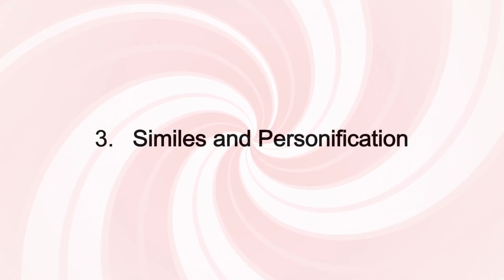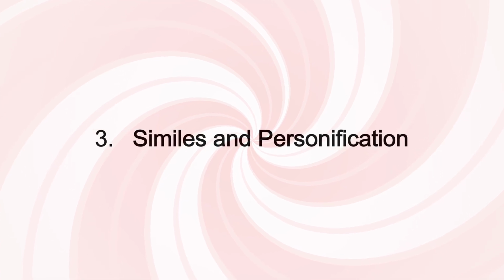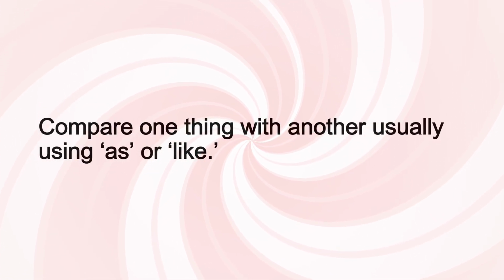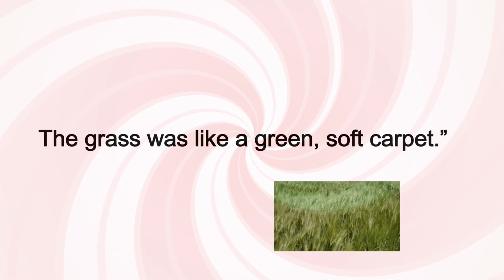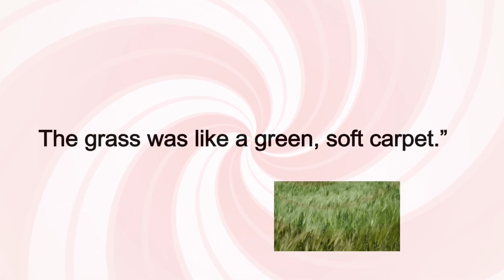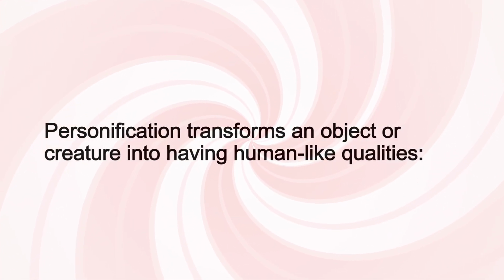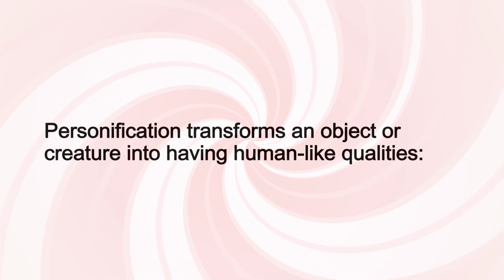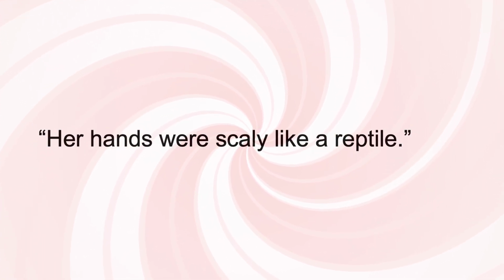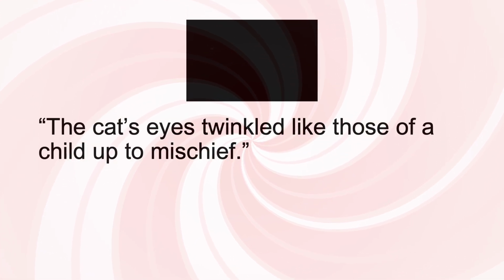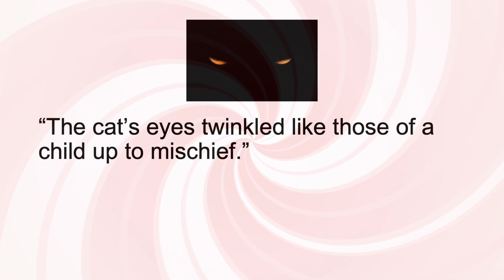3. Similes and personification. These compare one thing with another, usually using as or like. The grass was like a green soft carpet. Personification transforms an object or creature into having human-like qualities. Her hands were scaly like a reptile. The cat's eyes twinkled like those of a child up to mischief.